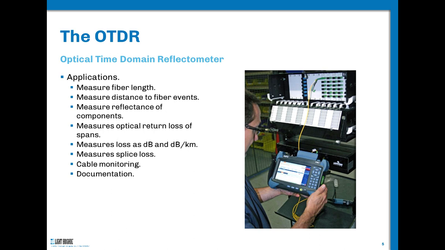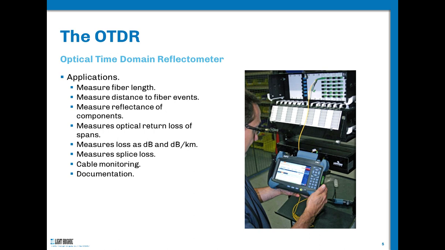But what do we use it for? It measures fiber length. And notice we don't say cable length. It's fiber length in that, and we'll talk about that later. It measures distances to different events, whether those are splices, connections, passive devices such as splitters, or problems such as macro bends, micro bends, or fiber breaks in general. It also allows us to differentiate an individual component reflectance versus a span reflection level called optical return loss. And we measure in both dB and dB per kilometer, depending on what type of test we're doing.